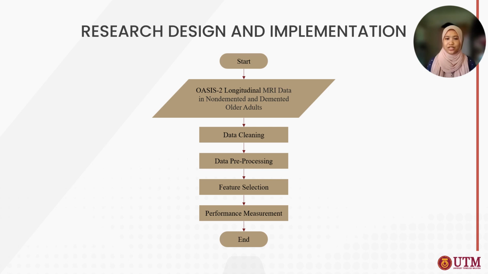Shown is the research design and implementation flowchart. The first one is we use the OASIS-2 dataset, longitudinal MRI data in non-demented and demented older adults. And then the dataset will go through data cleaning, data preprocessing, feature selection, and performance measurement will be evaluated.